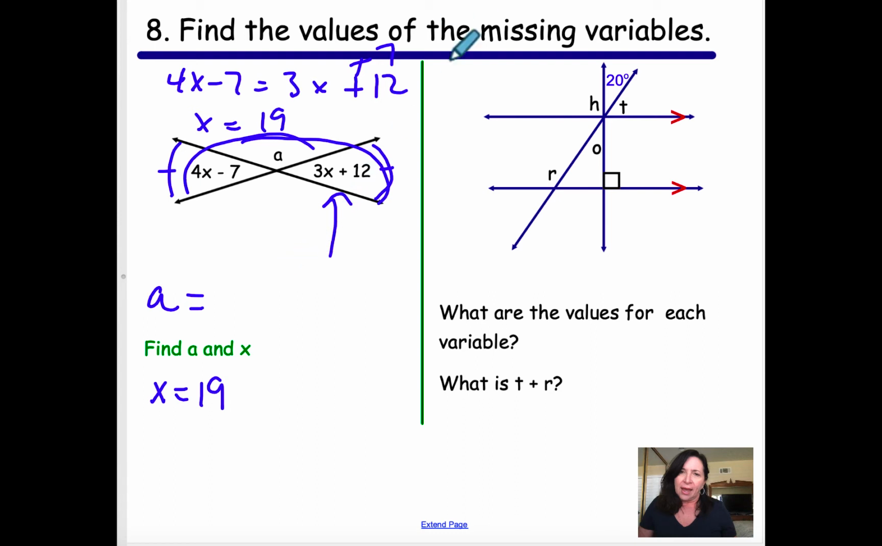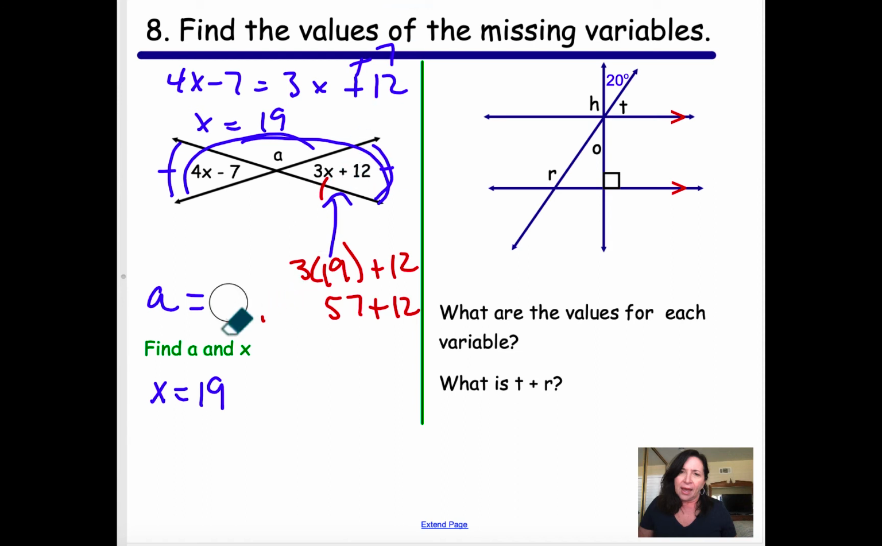So in order to do that, I'm going to go 3 times 19 and then add 12. Okay, so 3 times 19 is 57. And so 57 add 12 is going to be 69. A is 69. No, that's not true. A is, that's just this angle.